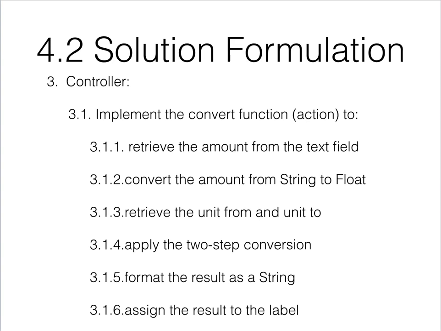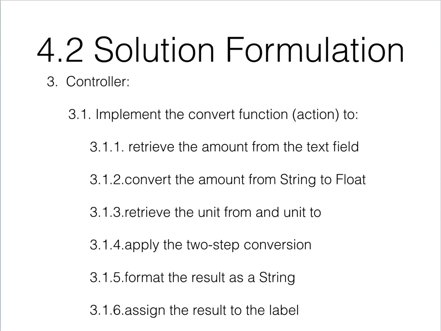Then we're going to need to retrieve the unit from and the unit to from the two picker views. Also notice that the picker view cannot tell you what title is in any of its rows because it doesn't know that. It's the data source, the delegate, that knows the actual title. But the picker view knows the index of the row that got selected. So we're going to retrieve the index of the selected row, then go to the delegate, which is the controller, and get the title from the keys array at that particular index.